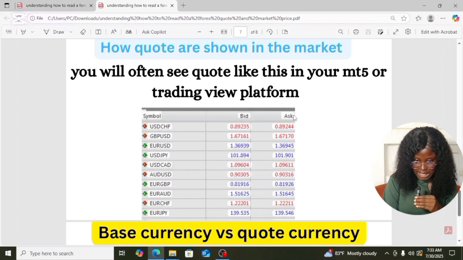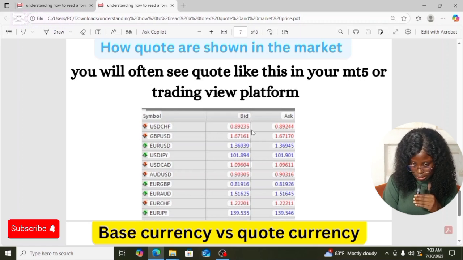Okay, this is just the bid price, the ask price, the bid price, the ask price, and the difference between the bid price and ask price, known as the spread. You can see the difference. Look at this, 0.89235. Look at the ask price. The ask price was 0.89244. So the difference between this 44 and 35 is known as the spread, and this spread is the commission we pay to our broker. You understand? This is how our brokers are able to make money.